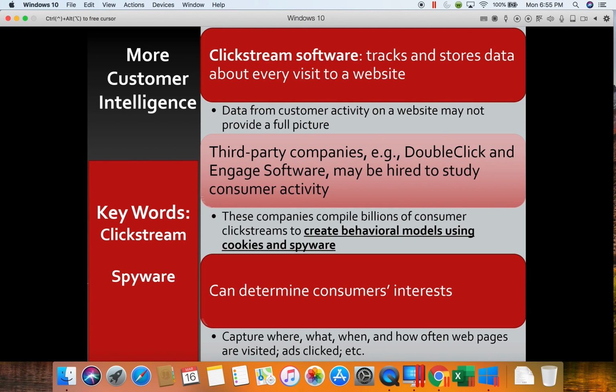There are companies such as DoubleClick and Engage Software that are hired to study these consumer activities. So we can track it ourselves, and we can also hire other companies to track it. These other companies, when we hire them, are using cookies and spyware to collect consumer data. And then it's combined with the individual company's clickstream data to give us more analysis as to what the consumers are doing.